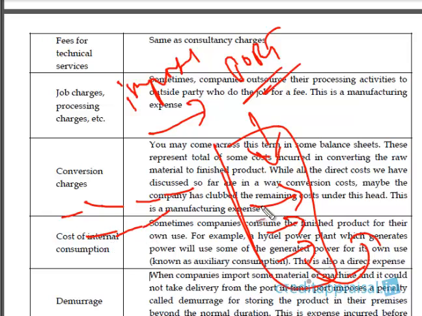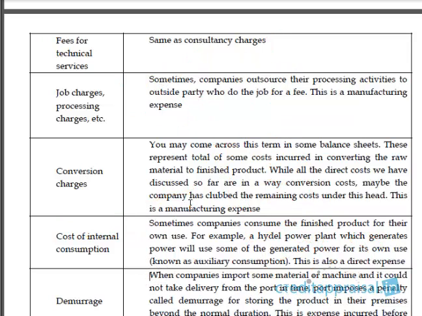So if ships take longer and the delivery of this material cannot be taken, the port imposes what is known as a penalty, known as demurrage. Again, it is a direct expense because it is an expense incurred before the production has started, isn't it? You can say it is a delay payment, a payment towards delay in procuring the material. The material has not yet arrived at your factory. There is a delay at the port, and unless that material comes, you can't start your production. So this is a direct expense.